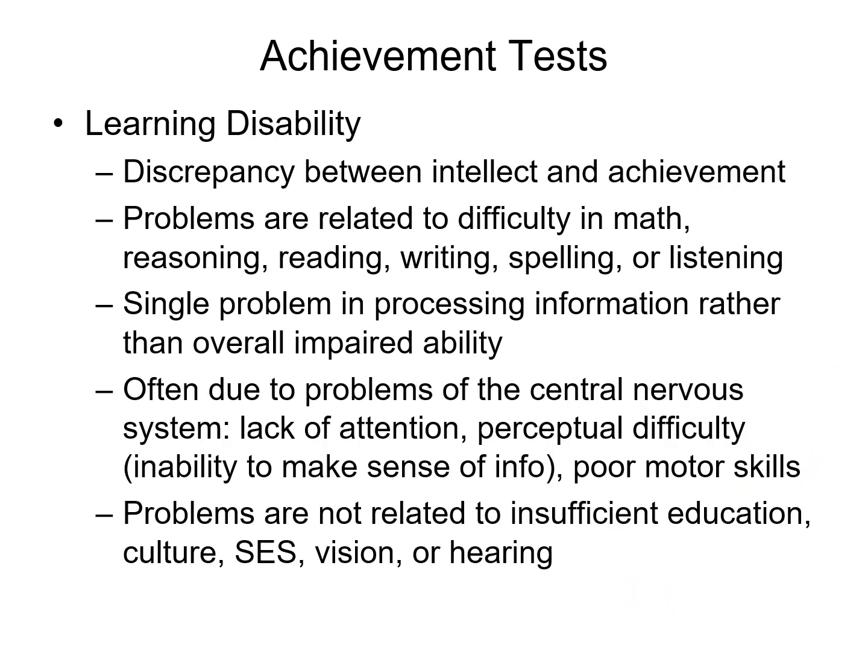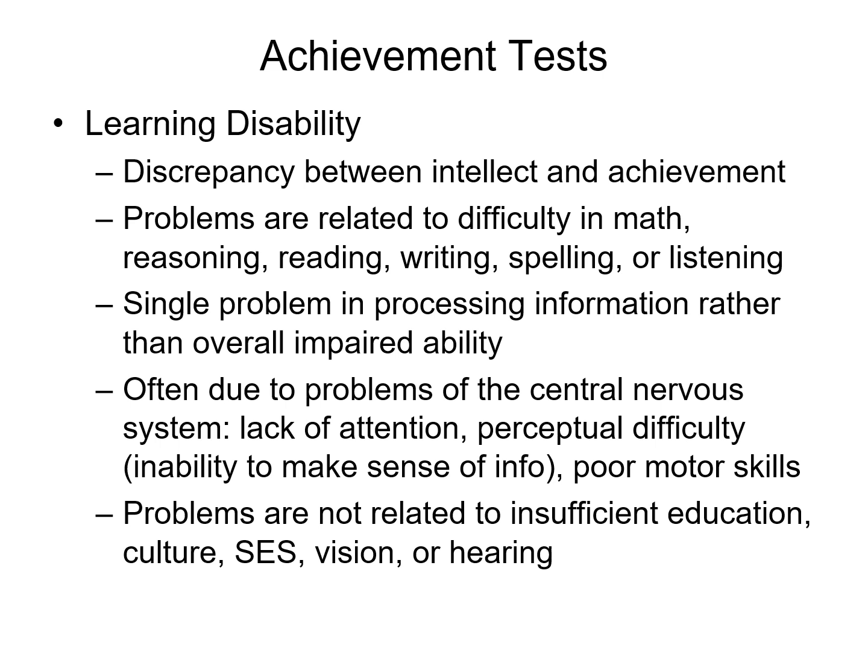Achievement tests are obviously also affected by learning disability, discrepancy between intellect and achievement. Whenever we talk about a learning disability, we're saying that there is a disconnect between the person's abilities and their actual achievement. Problems are often related to difficulties in math, reasoning, reading, writing, spelling, or listening. When we talk about a learning disability, we're not talking about someone that is cognitively challenged across all areas. We're talking about someone that has a particular difficulty in a specific area. And we want to think about, can we set up interventions that will actually help them in this area?